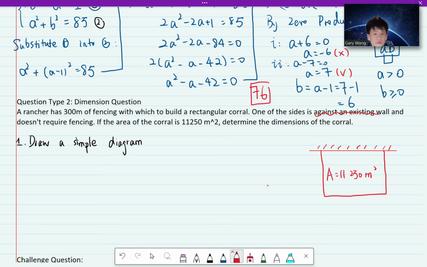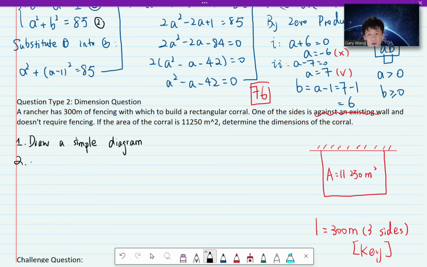And the fencing, the total length of the fencing is equal to 300 meters, which is basically 3 sides instead of 4 sides, which is a key point in this question, because one of the sides is against the wall.